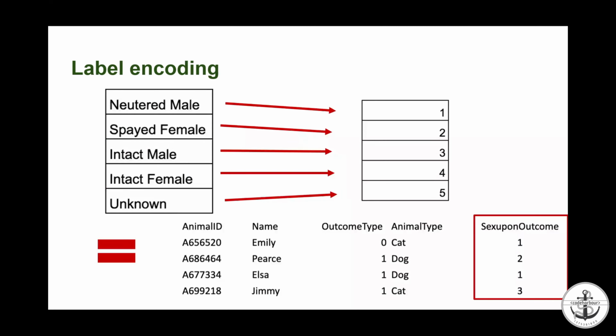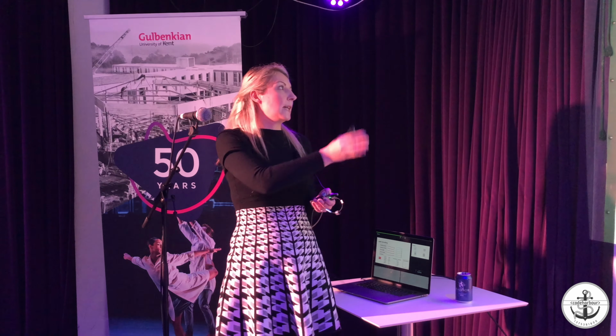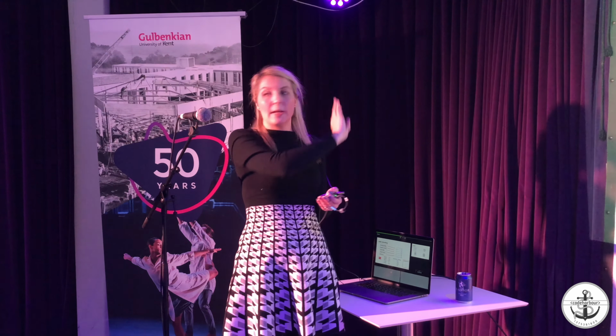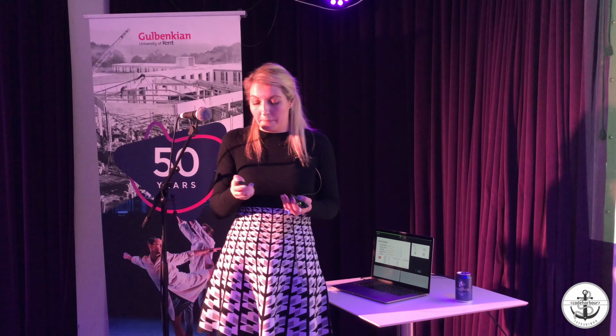So how do we turn that data set that we have, with those categorical string data values, into something we can use to build a model? We need to convert it into numbers. One really simple way we could do that is with something called label encoding. With label encoding, we're effectively mapping the value to a number. So we're just saying neutered male is 1, spayed female is 2, intact male is 3, and so on. And that's a really simple way of doing it.